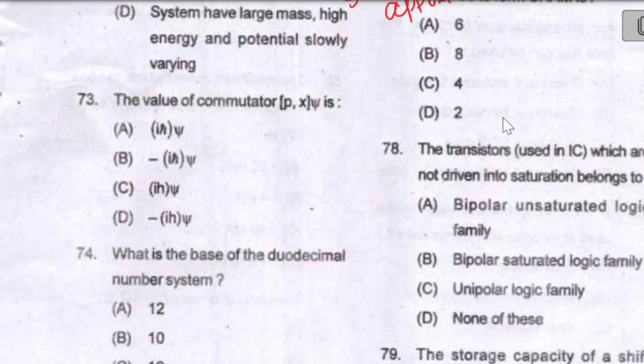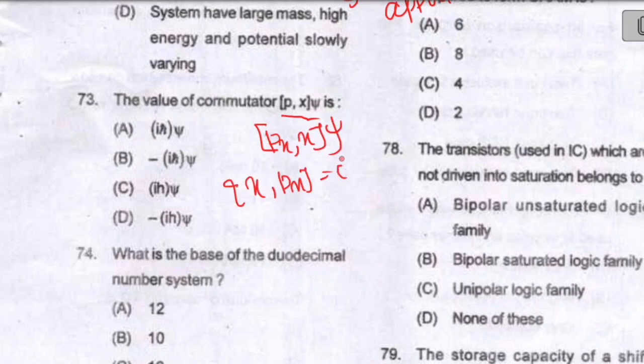Next, 73. The value of the commutator bracket of p x, x psi. Here, we know x p x is i h cut, so p x, x will be negative. That means negative i h cut psi, minus i h cut psi. So B is your correct option.